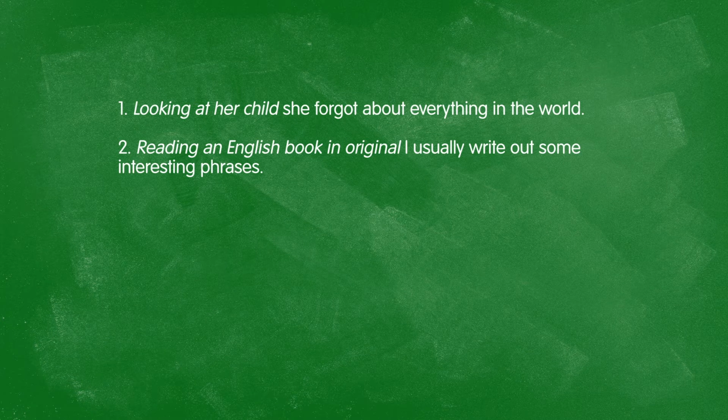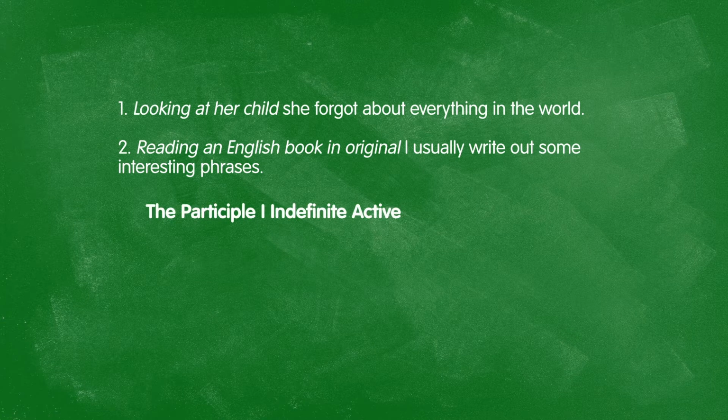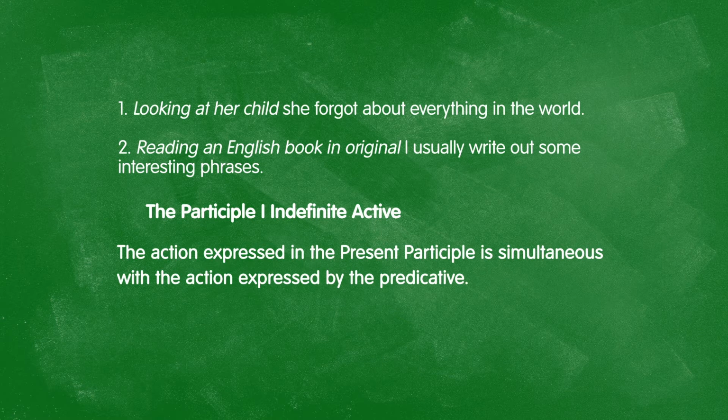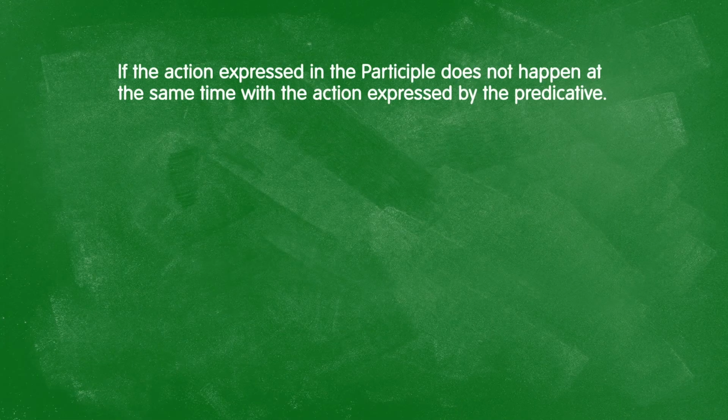Now let's look at a couple more examples. Looking at her child, she forgot about everything else in the world. Or, reading an English book in the original text, I usually write out some interesting phrases. Now, these are participle clauses where the first participle indefinite active is used. Now, examining these sentences, we can conclude that the action expressed in the present participle is simultaneous with the action expressed in the predicative. But if the action in the participle phrase does not happen at the same time, we should form the sentence in a different way.